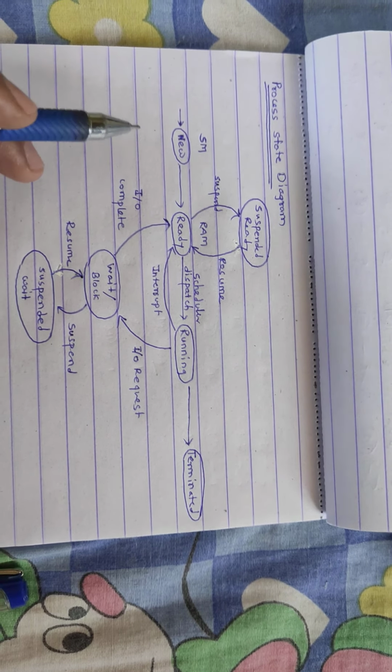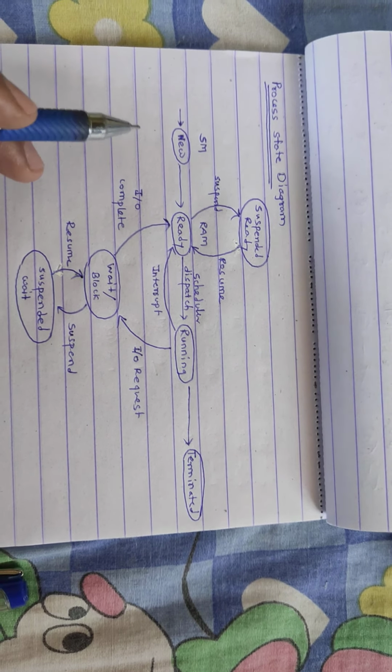Now the next possibility is that when the process is in the running state, the running process may need some IO. It may require some input from the user, or it wants to read some data from a file which is stored on the secondary storage, or it wants to generate some output.